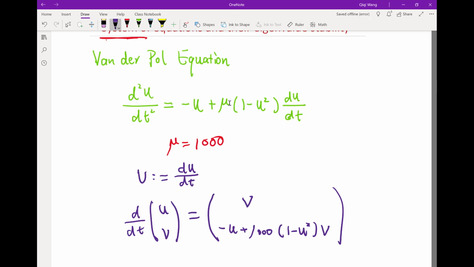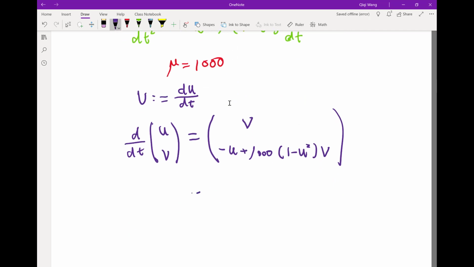You can express the right-hand side of the equation as a matrix times the column vector u, v. So let's write it as a matrix function of the column vector u, v. What is the first row of the matrix? 0, 1, as always. When we expand a second order ODE into a system of ODEs, the first row is always 0, 1. How about the second row? Minus 1, and mu, which is 1,000, times 1 minus u squared.